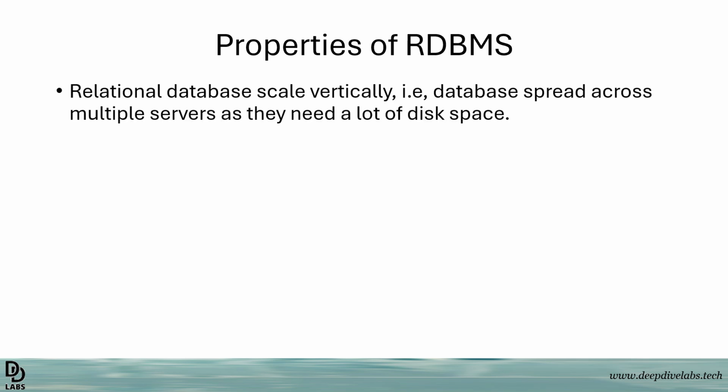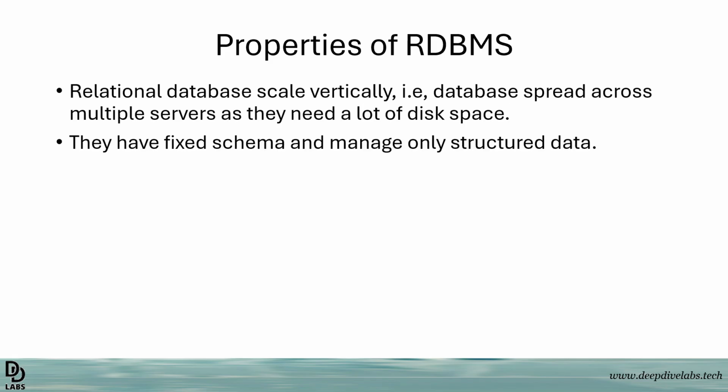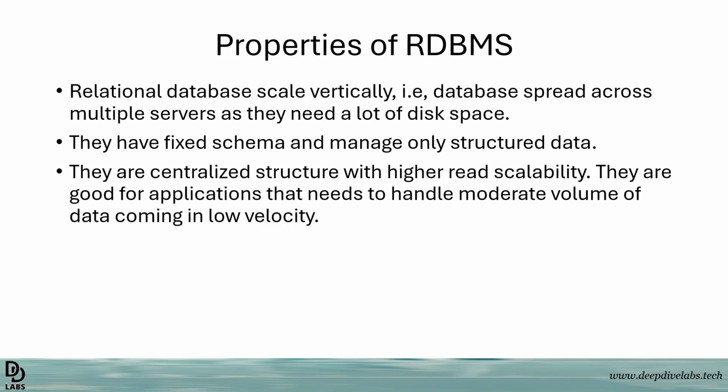All right. So one of the key things that differs between a relational database and a NoSQL database is that a relational database scales vertically, which means the database spreads across multiple servers as they need a lot of space. They, of course, as we have seen, have a fixed schema and they manage only structured data. So they are a centralized structure with high read scalability. They are typically good for applications that need to handle a moderate volume of data coming in at low velocity, right?